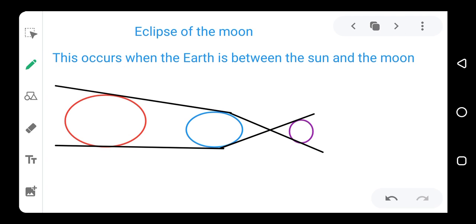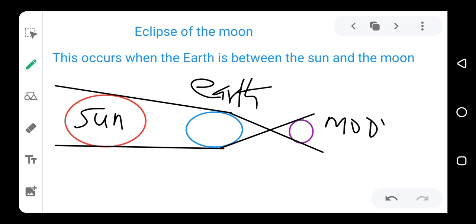Now, in eclipse of the moon, the earth is between the sun and the moon. So what it means is that the moon is not getting enough light from the sun because the earth is preventing light coming from the sun from getting to the moon, and this is what we call eclipse of the moon.